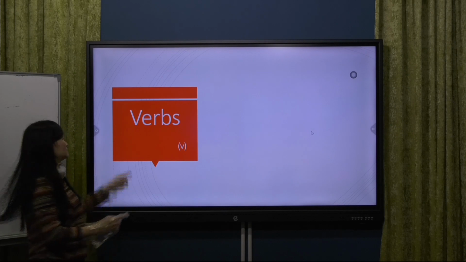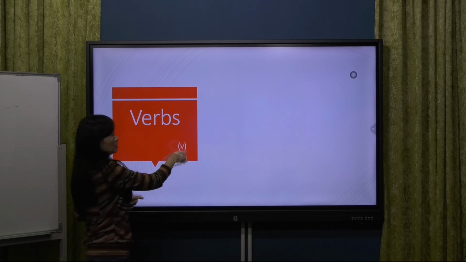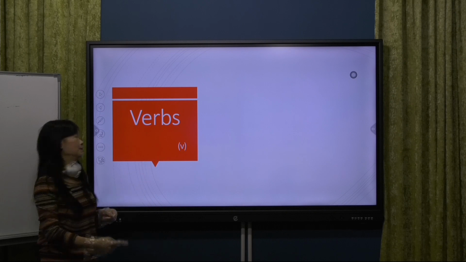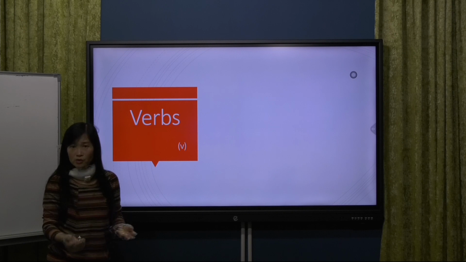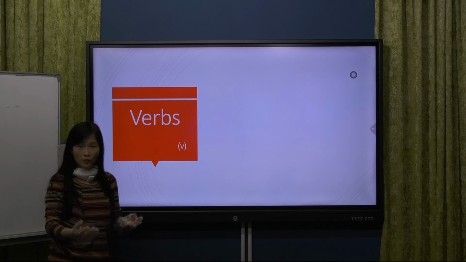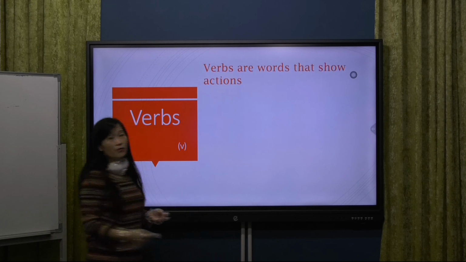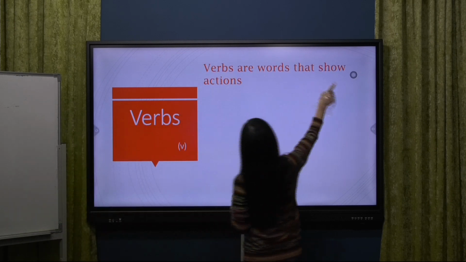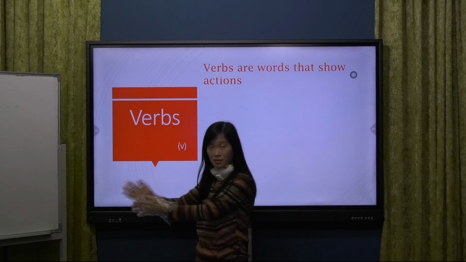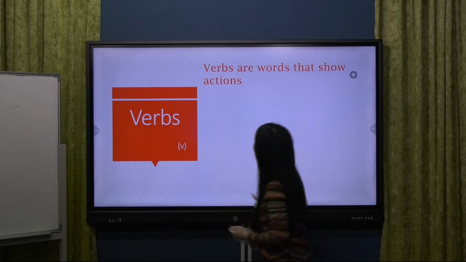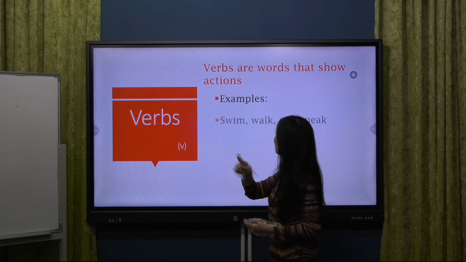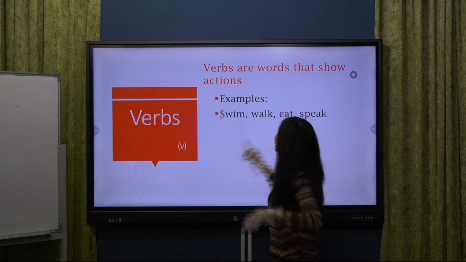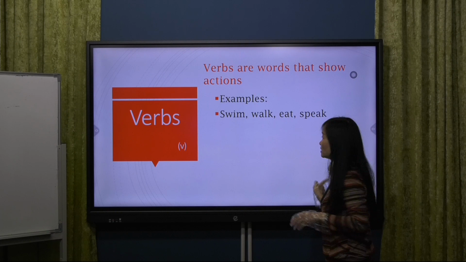Thank you. I've got some very good helpers. And verbs. Look at this. The short form is V. And what are verbs? What do we use these words for? Verbs are words that show actions. What we do. For example, swim, walk, eat, speak. All these are actions.